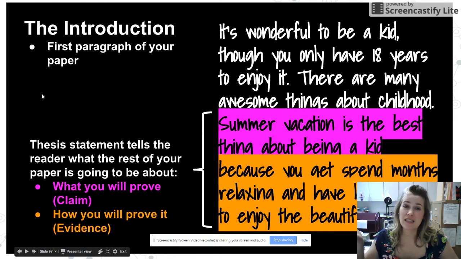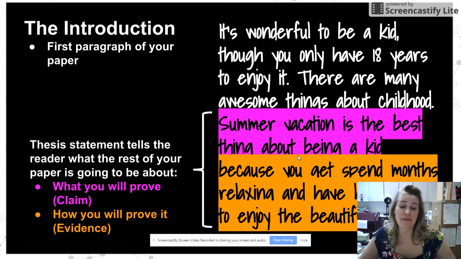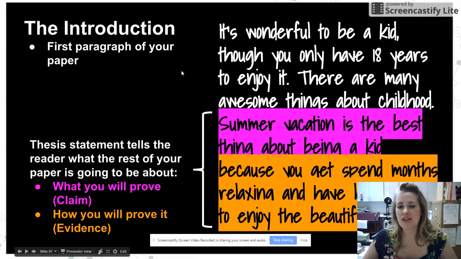So where does a thesis statement go? You've probably talked about this before. The thesis statement is always going to be the last sentence of your introductory paragraph. So here's my introductory paragraph. Yours will probably be a little bit longer, but this is the thesis statement that comes at the end of my introductory paragraph. Once again, there's my claim, what I'll be proving, and here's my evidence, how I will prove it.